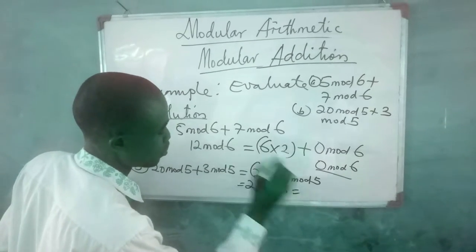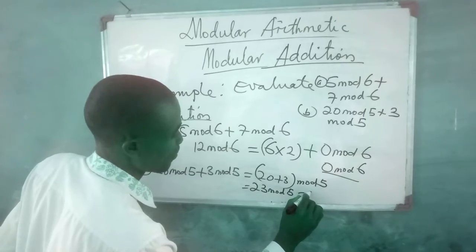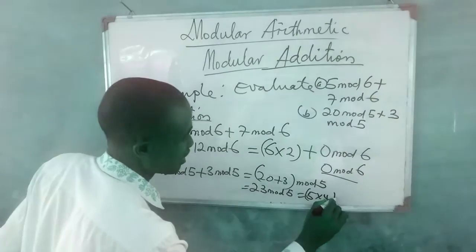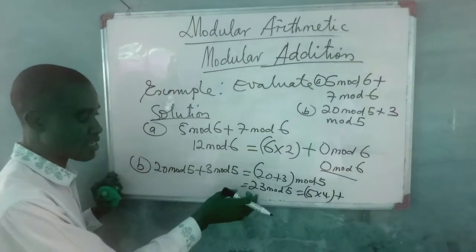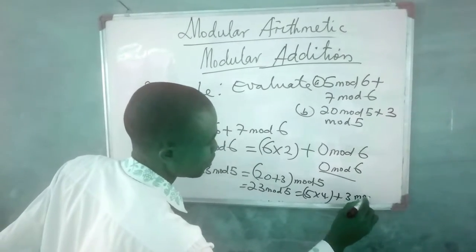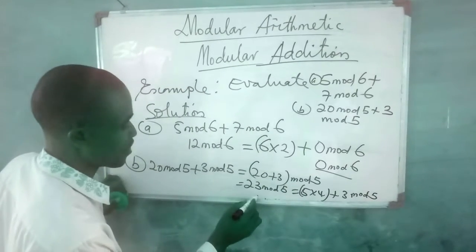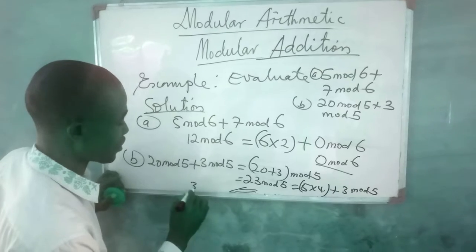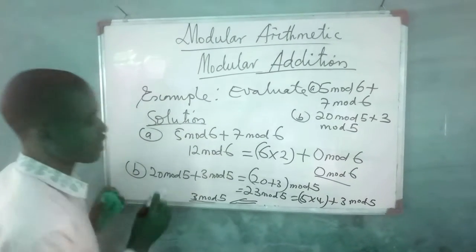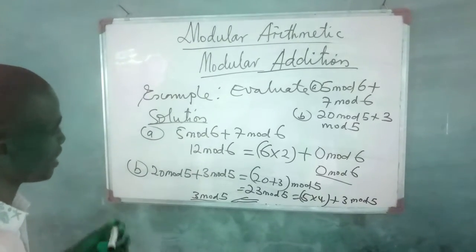And that's equal to 5 going into 23 how many times? That means we have 5 times 4 giving us 20. And then what are you going to add to 20 to give us 23? That's 3 modulo 5. So the answer remains 3 modulo 5. Very simple. So addition of modulo is very simple.